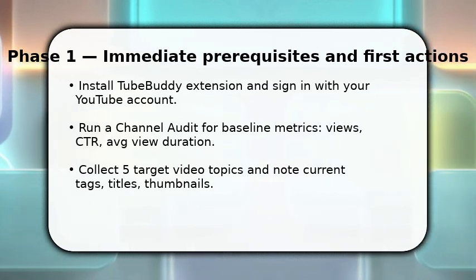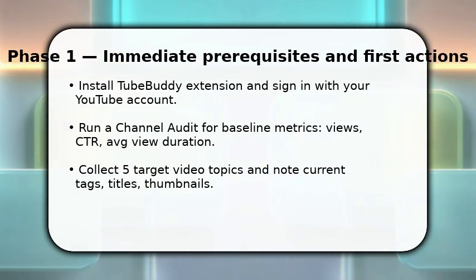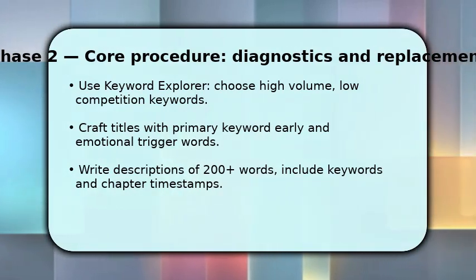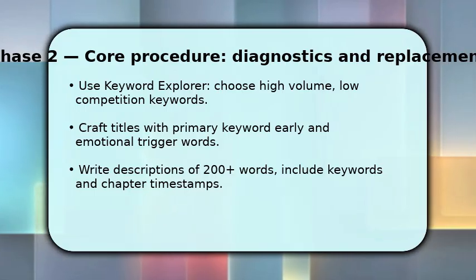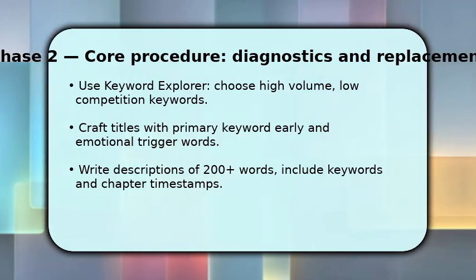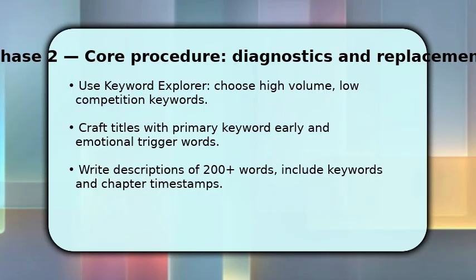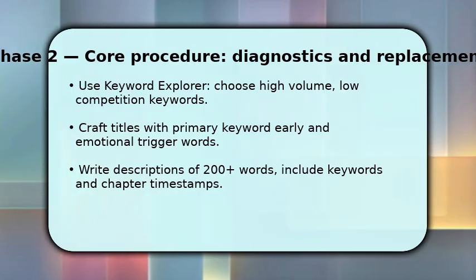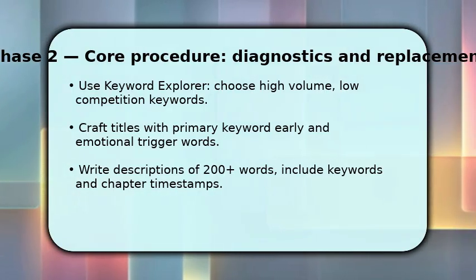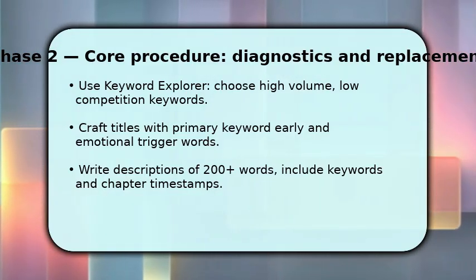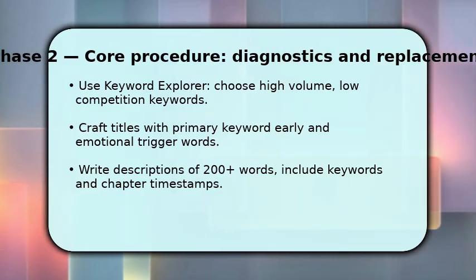Now dive into metadata edits with intention. Use Keyword Explorer for long-tail variations, then insert your primary keyword near the start of the title while keeping it natural. This helps ranking and click appeal. Once done, expand the description to at least 200 words, place keywords naturally, add chapter timestamps, and include relevant links. Make sure to update tags with both exact match and phrase match variants.